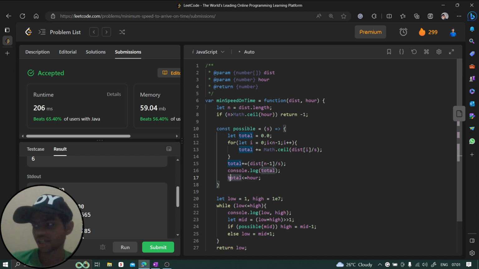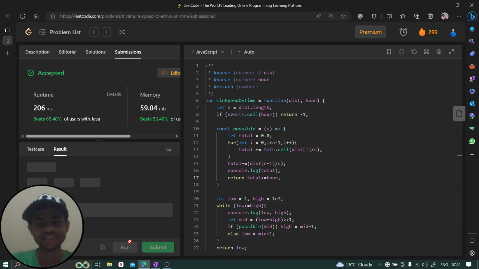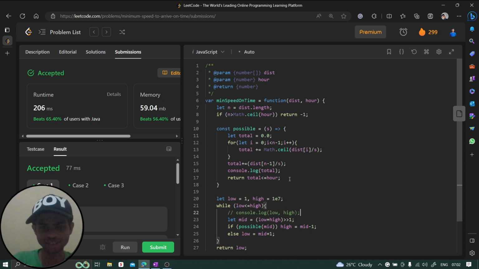So what we can do, just give me a second, guys. I have to check one function whether this function is low or not. Alright, so we have taken this much. So I think everything is working fine, right? Total plus equal to distance of n minus 1 divided by s. And the issue is here, guys. So we have to return. Really sorry for this. Let's see now. I don't know why I'm that silly, right?